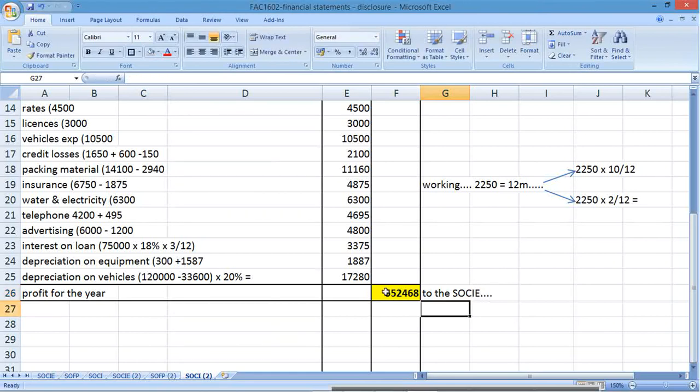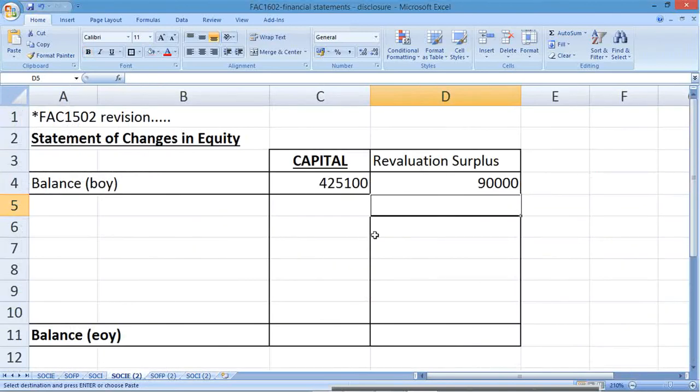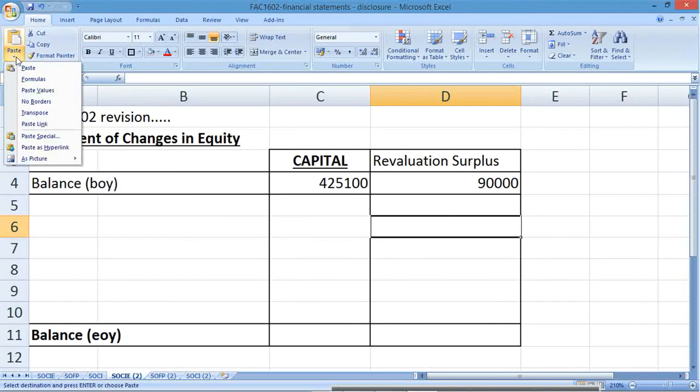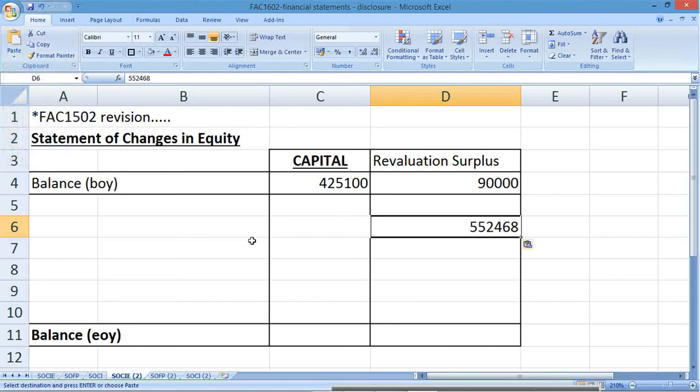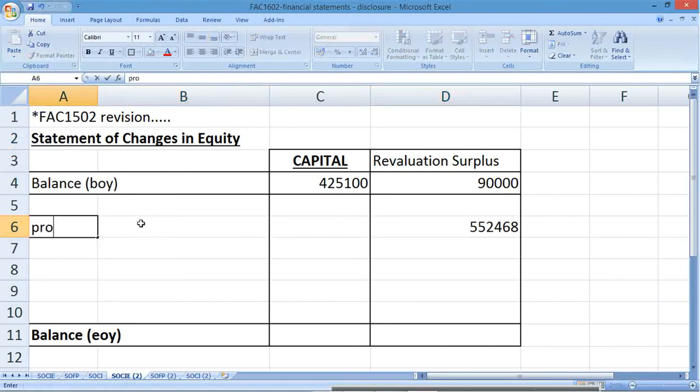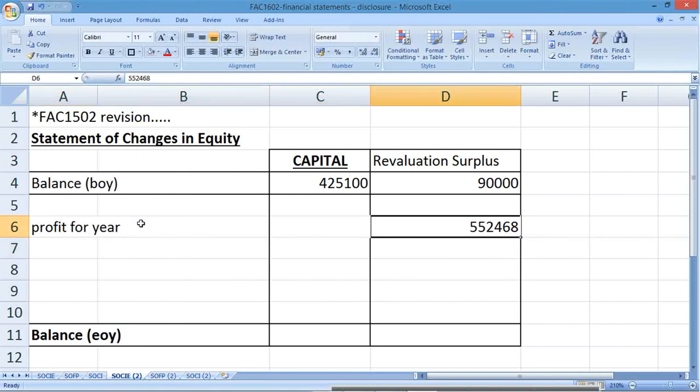So, that figure, copy it and move it to the SOC. Why? Because it's the profit for the year. What does profit do to the capital? It increases capital. Yes, wrong column. Be careful.